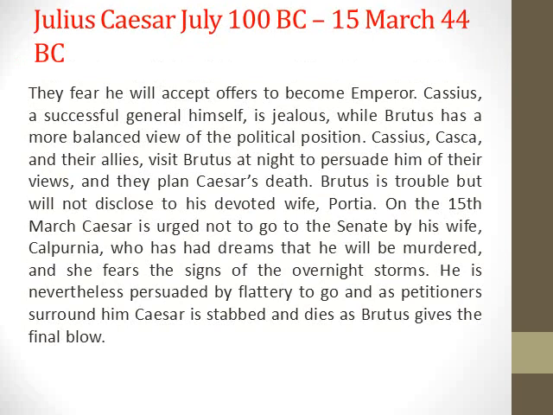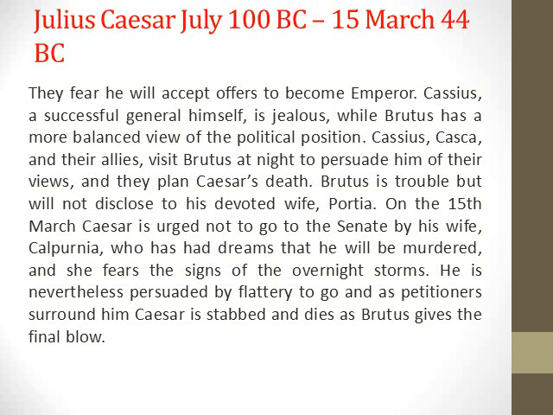They fear he will accept offers to become emperor. Cassius, a successful general himself, is jealous, while Brutus has a more balanced view of the political position. Cassius, Casca, and their allies visit Brutus at night to persuade him of their views, and they plan Caesar's death. Brutus is troubled, but will not disclose it to his devoted wife, Portia.